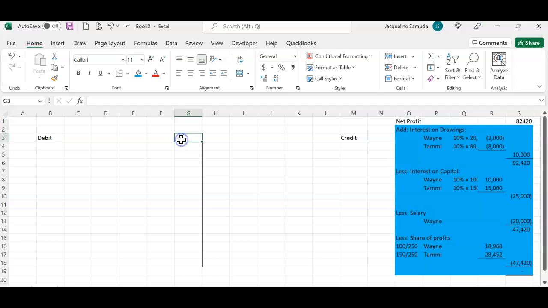So here we have the current accounts. Let's merge this. Current accounts. So we're going to have current accounts for Wayne and Tammi. So let's put up two columns, Wayne, Tammi. And the dollar signs.